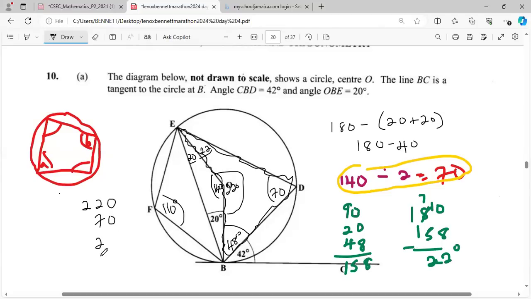So you just have to know those little things, guys. Remember, angles in a triangle add up to 180 and all of that. 8 and 2 is 10, 0 carry 1. 2 and that 1 is... yeah, definitely 360. Thanks so much.